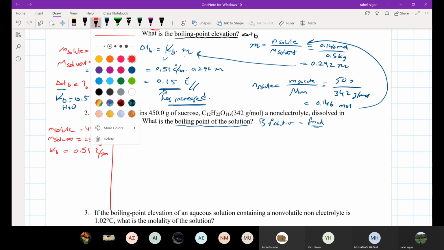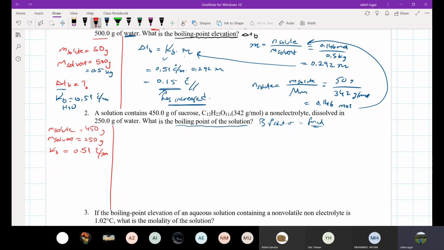Okay. What else? It says find boiling point of solution. But in order to find boiling point of solution, we have to find delta TB always. This question is standard. Whenever it says find boiling point of a solution, you need delta TB. Or for example, if it says find freezing point of solution, it means delta TF.